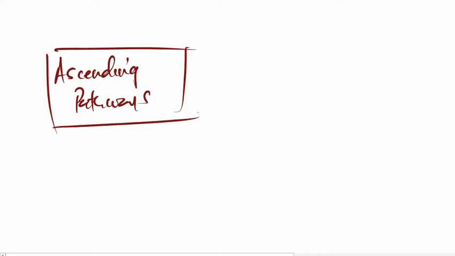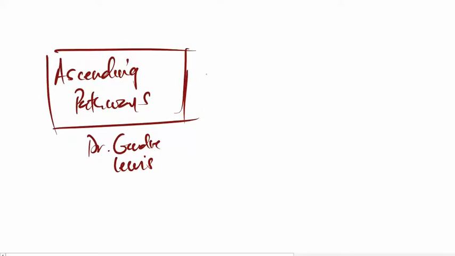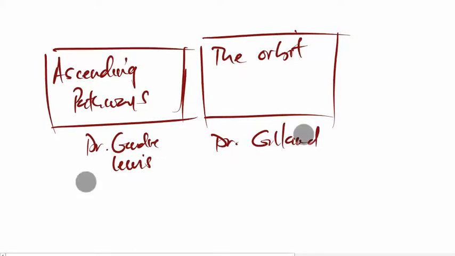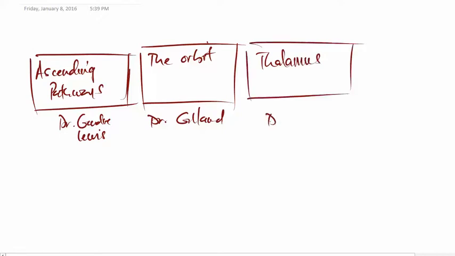So we have the ascending pathways, right? This is Dr. Gondry Lewis. This is your lecture, right? So ascending pathways. Then we have the orbit lecture, and this was by Dr. Gillen, right? And then we have the Thalamus lecture, and this was by Dr. Burke.